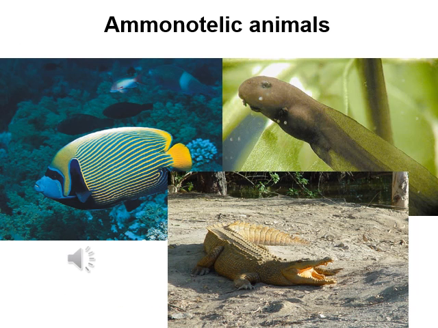Ammonotelic animals are animals that produce ammonia as their primary nitrogenous waste. These include the bony fish, both marine and freshwater, which excrete ammonium primarily across the gills. Larval amphibians also are ammonotelic, as are crocodilians. These are all animals for which there's no shortage of water around, and so they're not too worried about losing water.